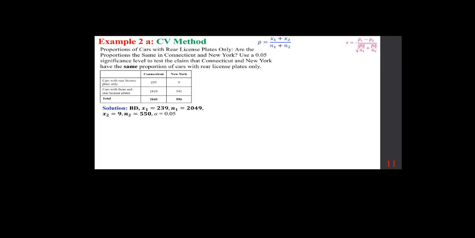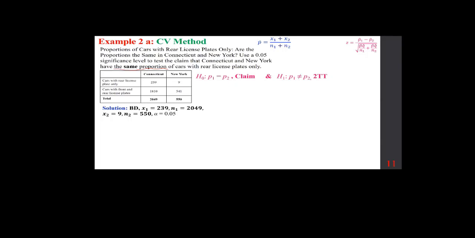Obviously, H0: p1 equals p2. So we are using a 0.05 significance level to test the claim that they have the same proportion. See, it doesn't say less or more, so it's not equal to, and the equality is the claim. So with that being the case, we go to the second step.